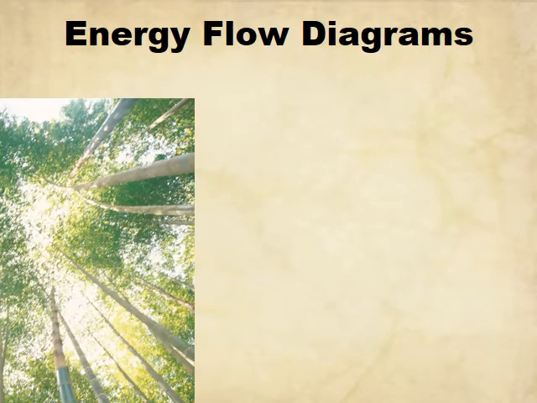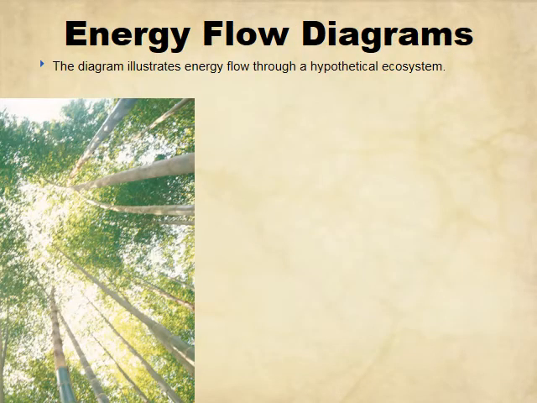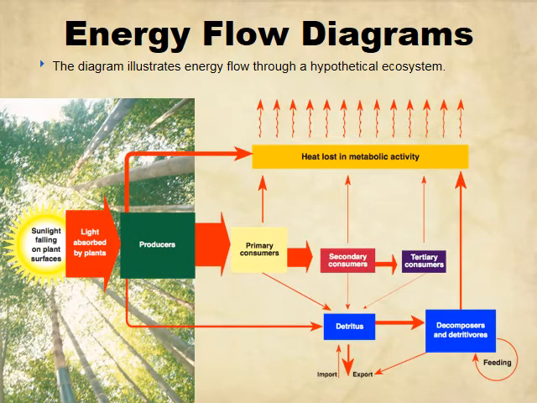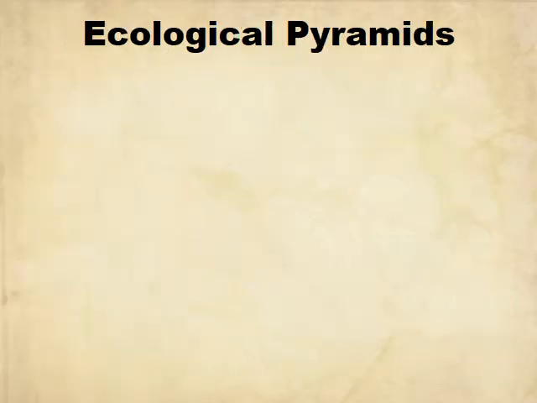Okay. So then we talk about energy flow diagrams. Energy flow goes in one direction, it goes up. And every place you have heat lost. So about 90% of the energy going from one trophic level to the next is lost as heat energy. And then we have ecological pyramids. Like I said, all a review.